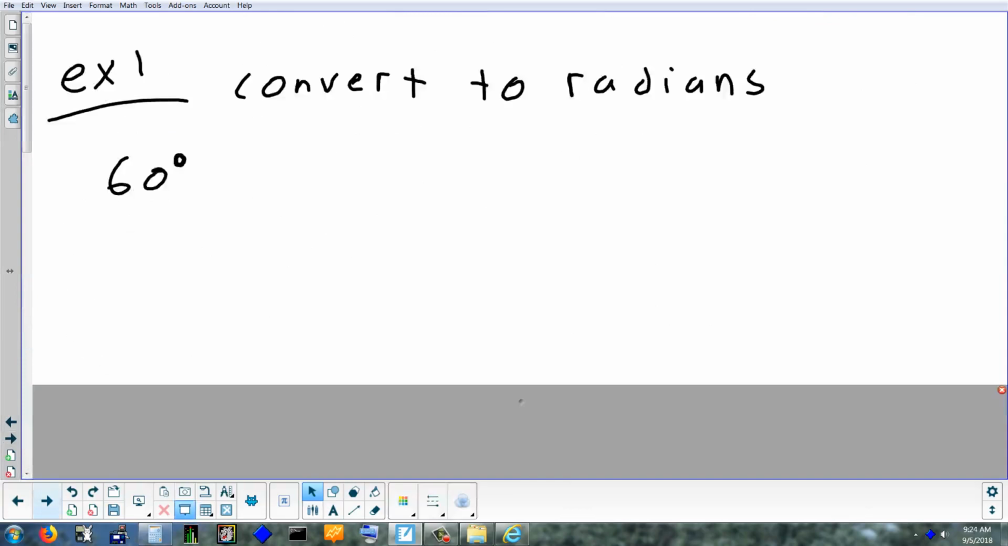Okay, so let's look at an example. The next few examples are all convert to radians. So I know I'm going to multiply by either pi over 180 or 180 over pi. It's always one of those two. My goal here is to get radians. So when I'm done with the problem, I don't want to have degrees anymore.